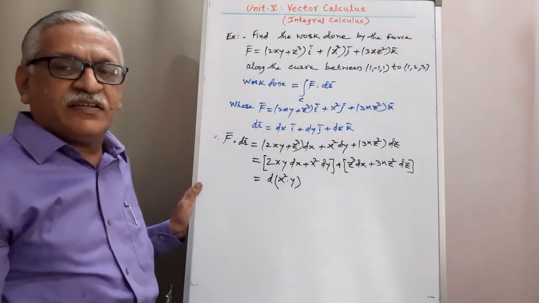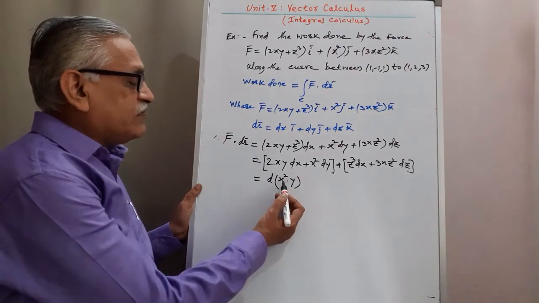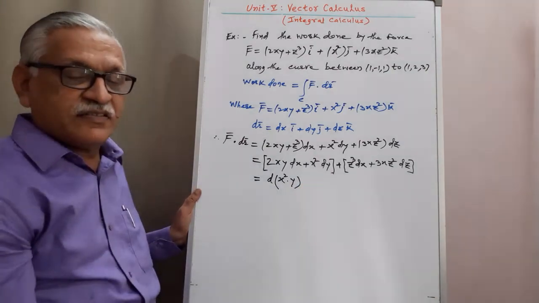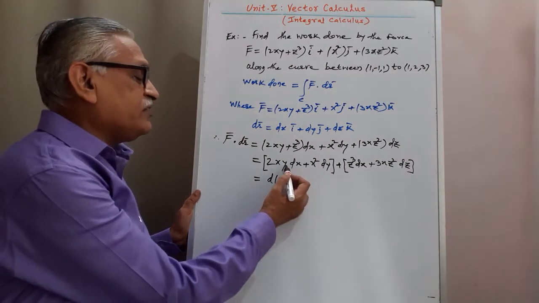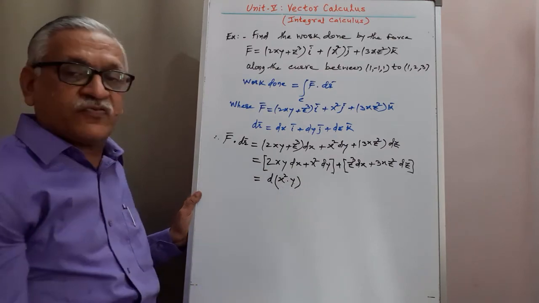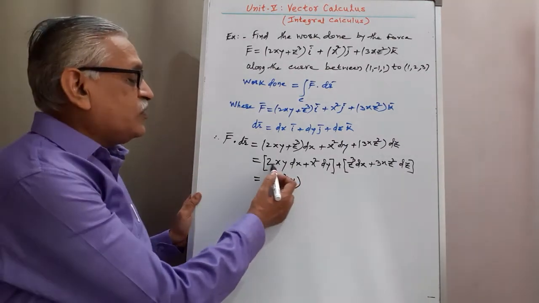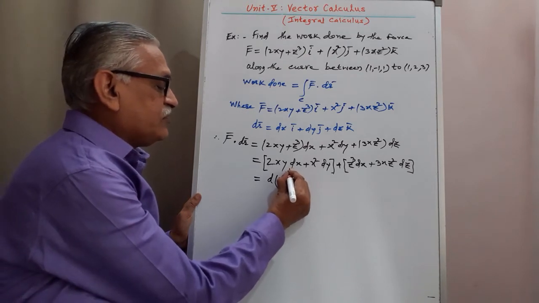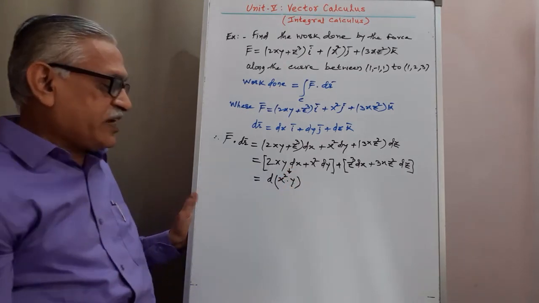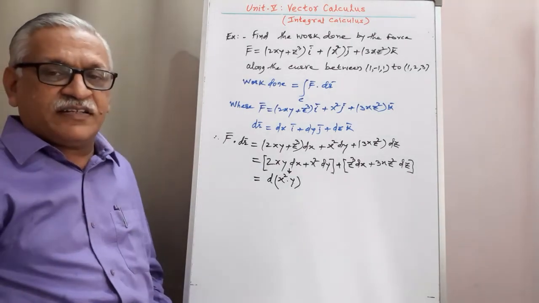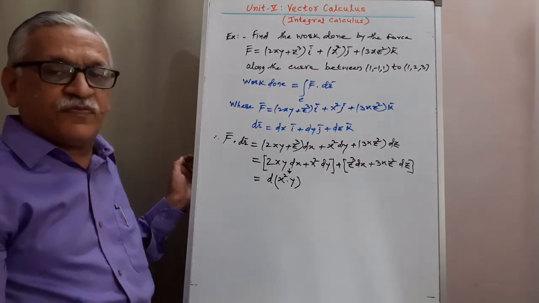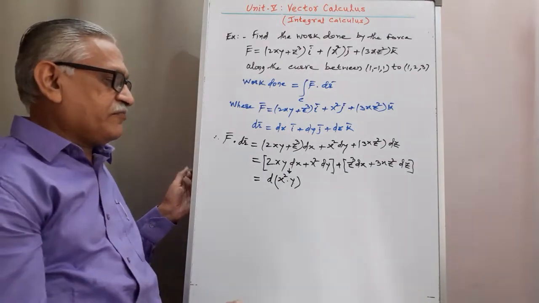If we apply that product rule, first term x square, derivative of y is dy, plus second term y as it is, into differentiation of x square is 2x dx, means once again we get the same term, and therefore the sum of these two terms we can write as a total derivative of a product of x square and y.